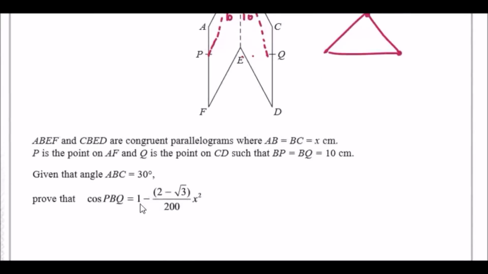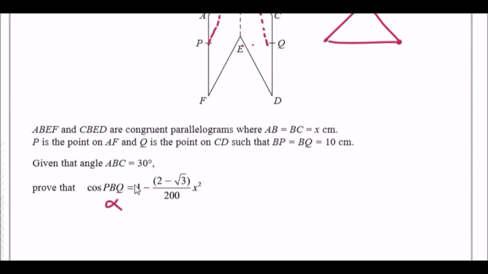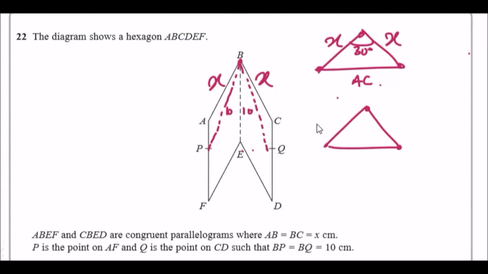And I'm going to rename PBQ as alpha, just so it's easy to work with. So PBQ is alpha, this is the angle alpha. And the sides beside alpha are 10 and 10, and the length opposite would be PQ. Now, when you begin like this, you can easily solve it. Believe me, now we've solved it.